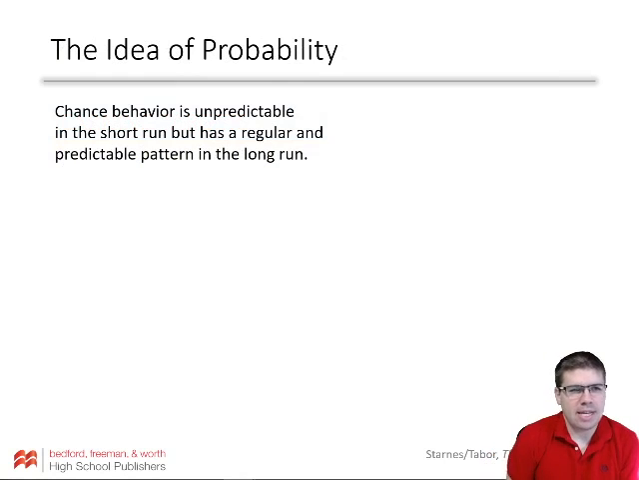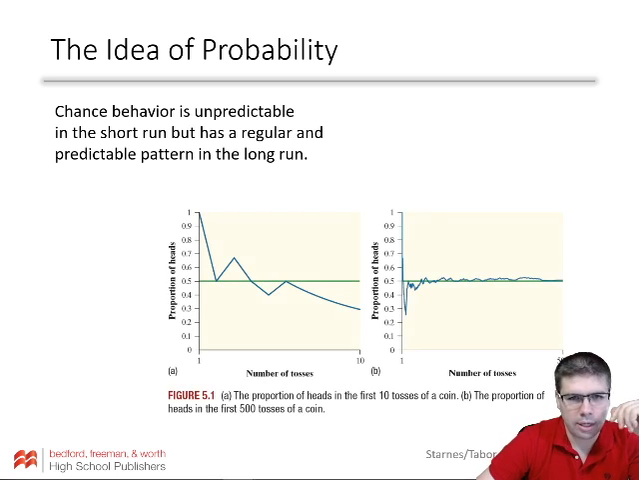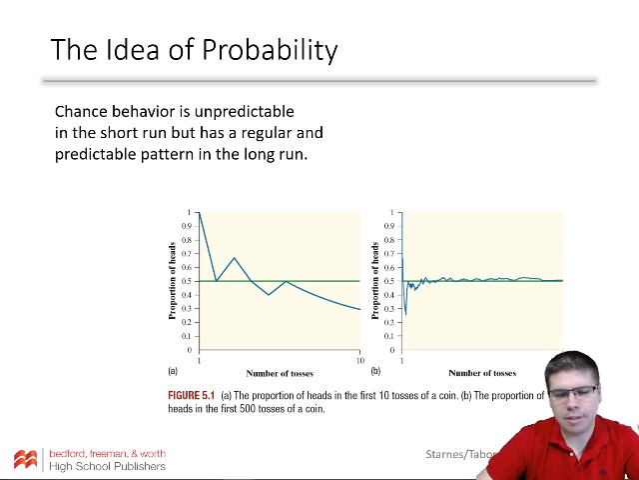So probability is the idea of anything that we're dealing with chance behavior that's unpredictable in the short run, but has a regular predictable pattern in the long run. And so our classic things are like flipping a coin. In this case, we're talking about a proportion of heads. As we flip a coin in one given flip, the behavior is unpredictable. We don't know what the result is going to be. There's uncertainty. If there's certainty involved, then we're not talking about probability.